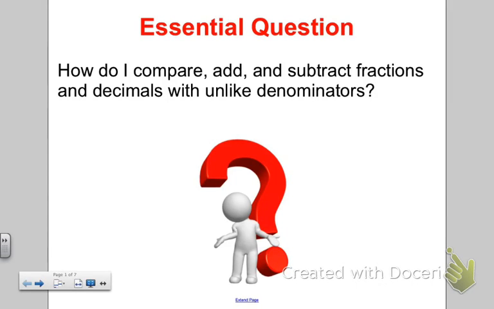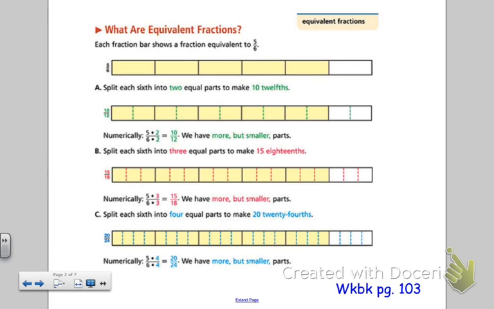In this lesson, we're going to ask ourselves, how do I compare, add, and subtract fractions and decimals with unlike denominators? So first, before we get into unlike denominators, I want you to think about equivalent fractions. Equivalent means equal to. So take a look at A, B, C in workbook page 103.